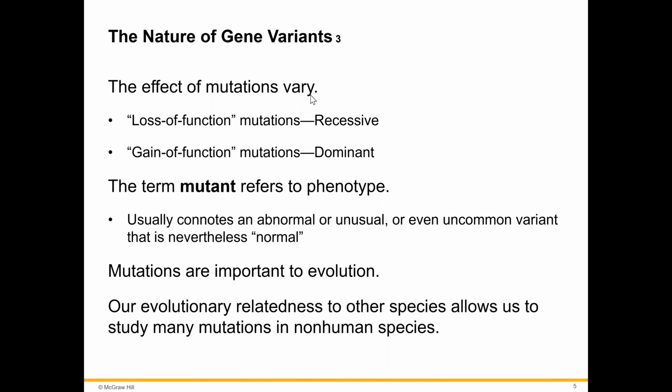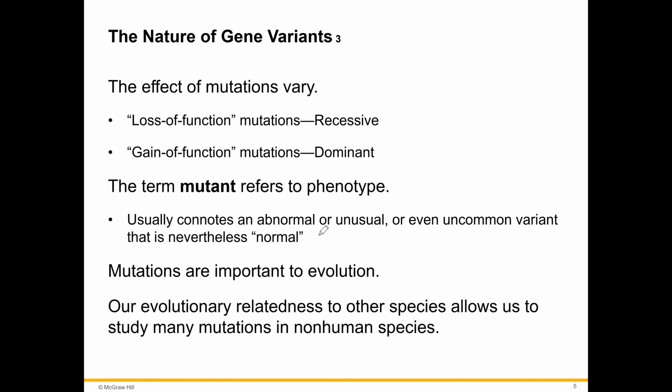The nature of the variants continues. The effects of mutations vary. We can have loss of function mutations, which we call recessive, or gain of function mutations, dominant mutations. The term mutant refers to phenotype. It usually connotes an abnormal or unusual or even uncommon variant that is nevertheless normal. So when we have a mutation that changes the phenotype, it doesn't necessarily mean something abnormal. It can actually be just another variation within a population.